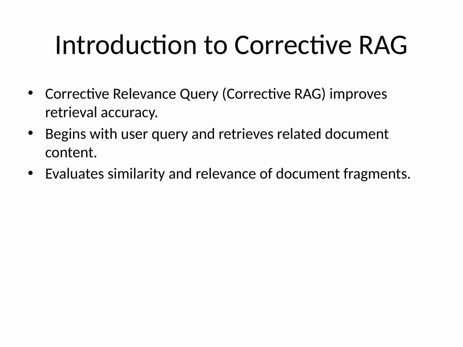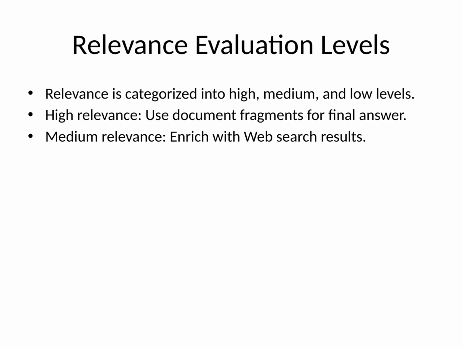Let's explore the corrective relevance query, or corrective RAG. This strategy enhances retrieval accuracy by starting with a user query and retrieving related content from a document library. It then evaluates the similarity and relevance of these document fragments. Relevance is assessed at 3 levels: high, medium, and low. If the content is highly relevant, the document fragments are used to generate the final answer.